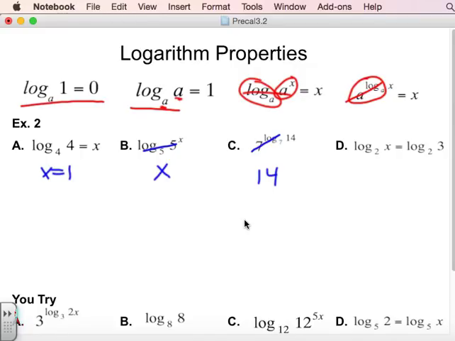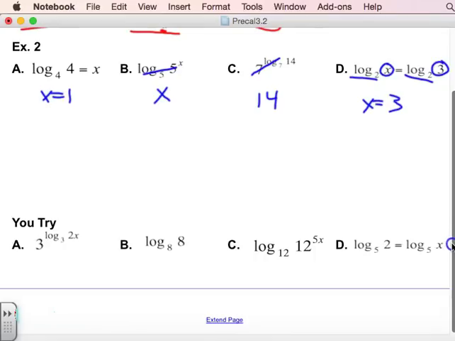So then this last one, log base 2 of x equals log base 2 of 3. Notice these are both log base 2 of something. If they're equal, then the two things you're taking the log base 2 of have to be equal, because you're doing the same thing to both sides. So that means x has to equal 3. That's just common sense. If you do something to one side and you do it to the other, then those two things have to be equal.